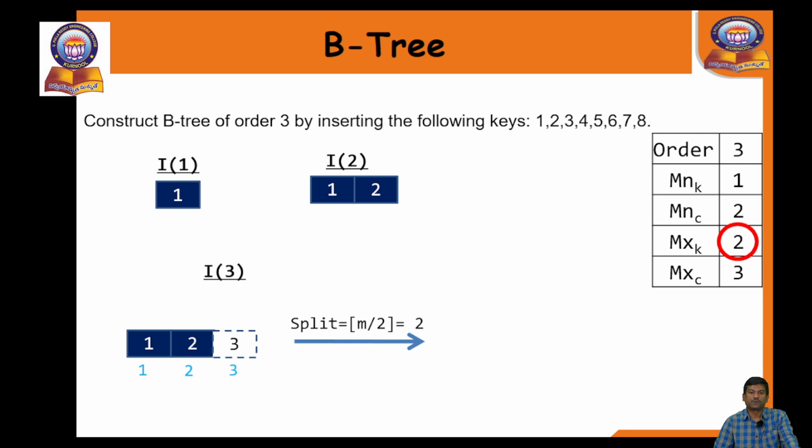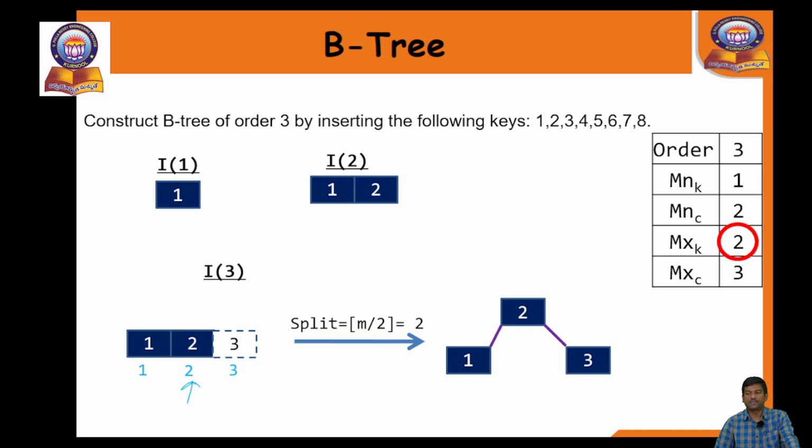What does this split value indicate? You have to split at 2. That is, at this position we have to split. Make 2 the root node, and the left child will be 1 and the right child will be 3.